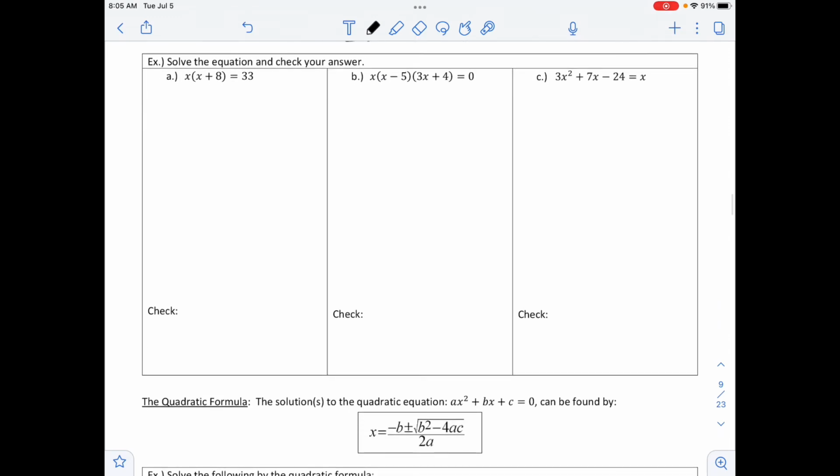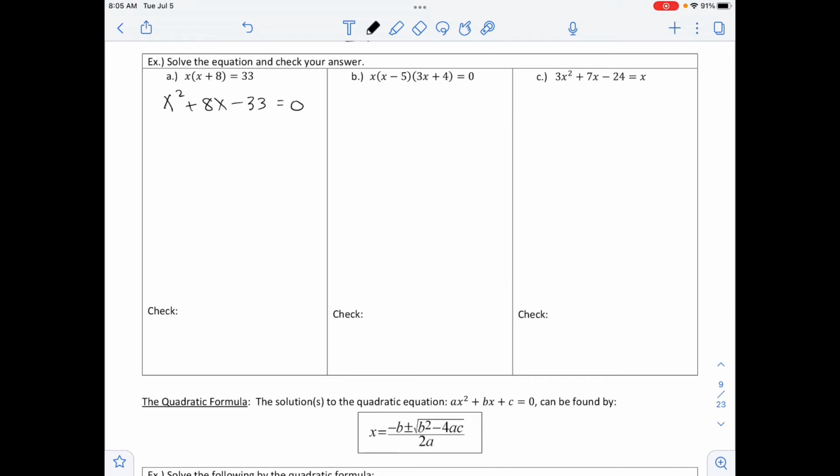So the first problem that we have says solve the equation and check your answer. So we have x times x plus 8 equals 33. And again, remember, one side needs to be equal to 0. So I'm going to distribute my x and get x squared plus 8x. And I'm going to subtract 33 also. So that way one side is going to be equal to 0.